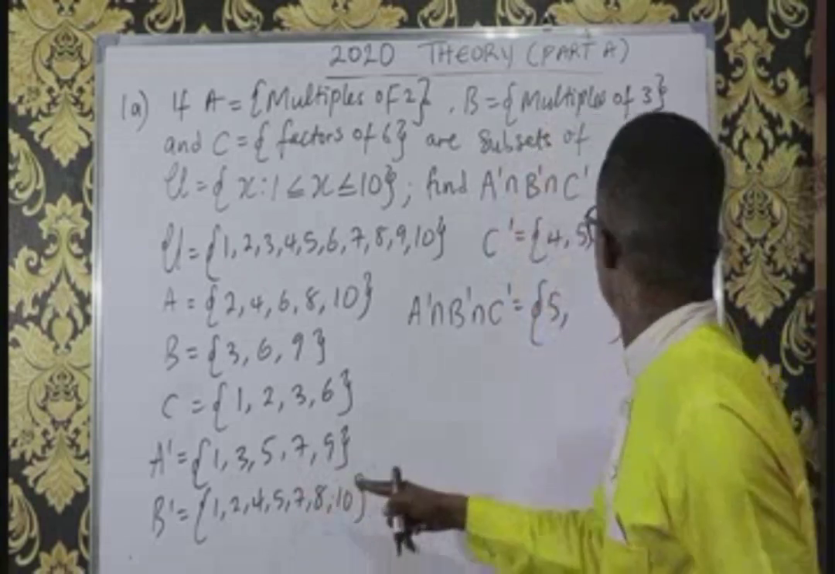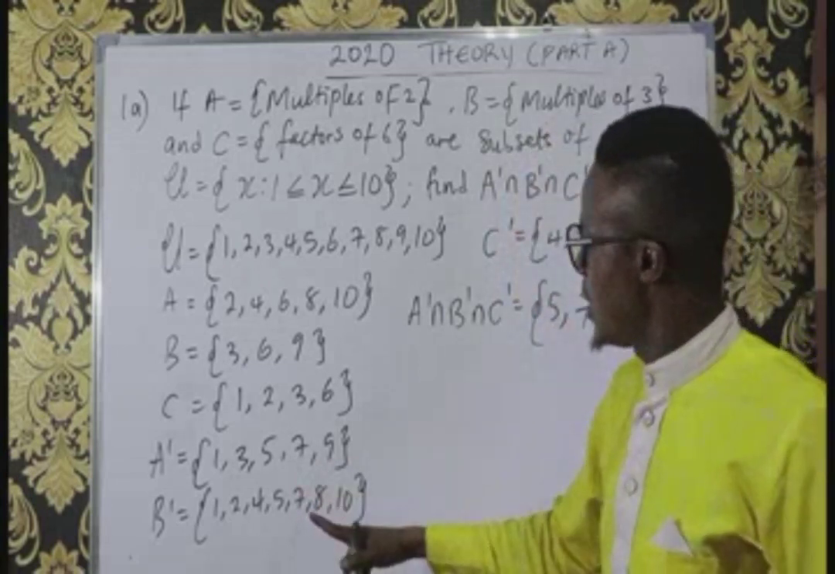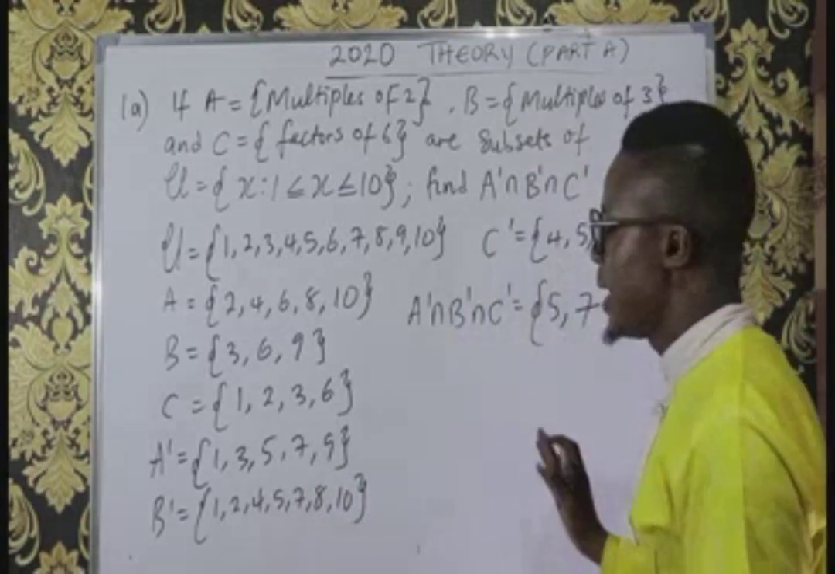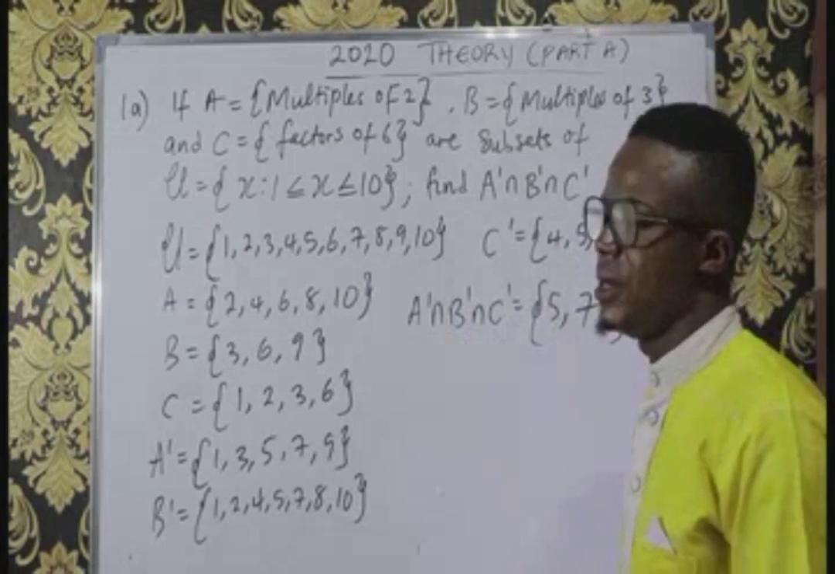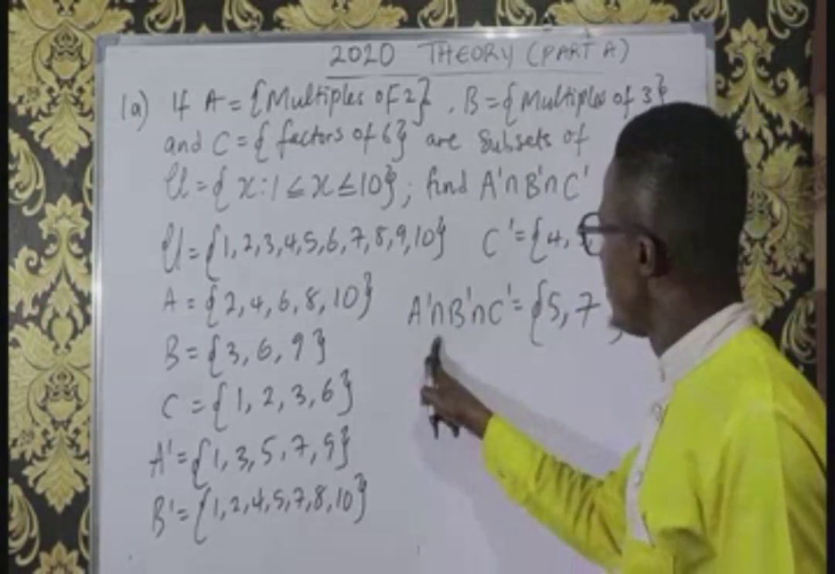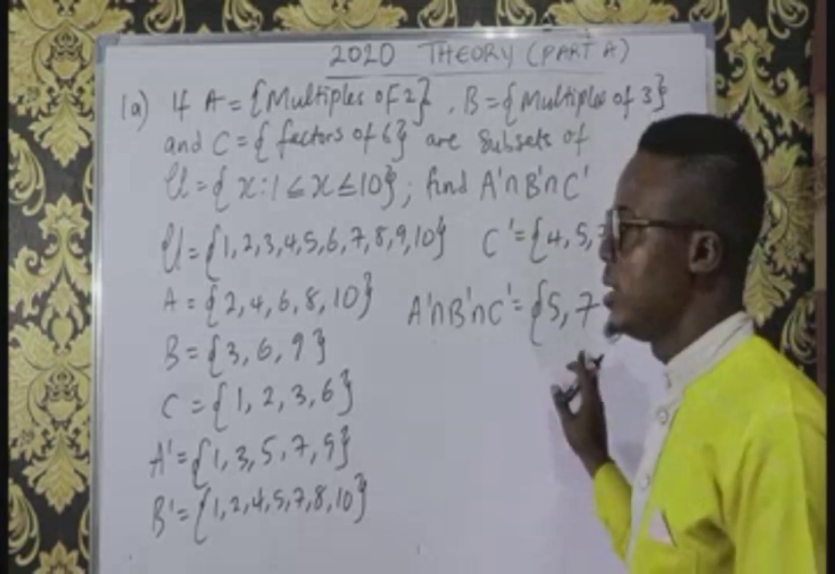7 is here, 7 is here, 7 is here, you write it. 9 is here, 9 is not here, no need. So that set, or that element that is common to all of them, is their intersection. That is why A complement intersection B complement intersection C complement gave us 5, 7.